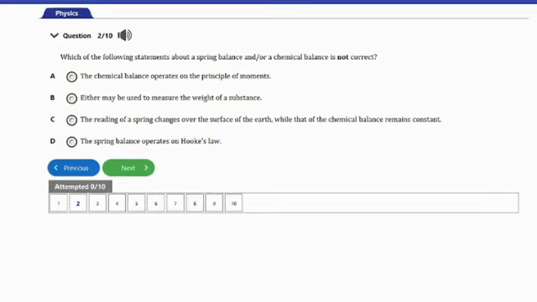So guys, the answer to this question here is option B. And if you check out, all the options here are correct aside option B. So that's it for this question. So let's go ahead and consider the next question, guys.